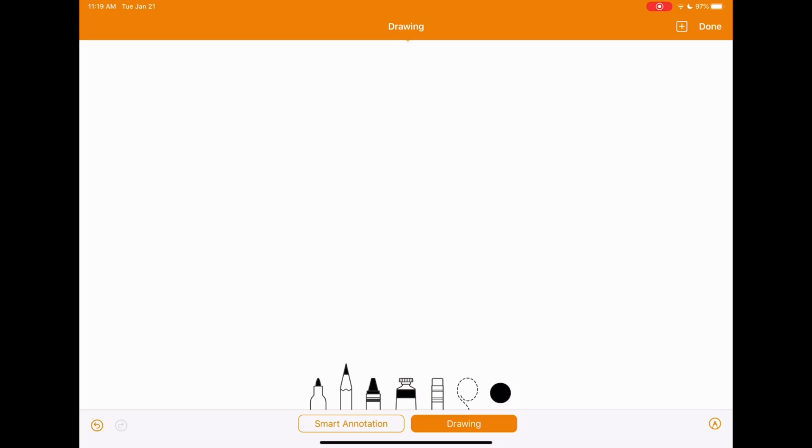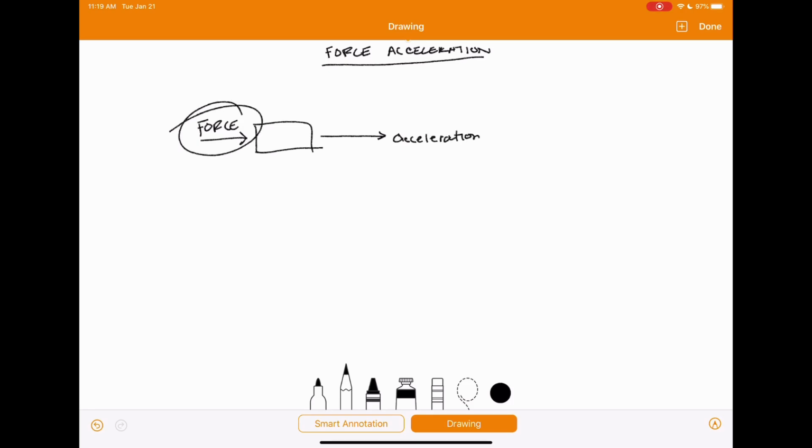All right, in this video, we're going to be going over force acceleration. All right, and pretty much all that means is that if you have some sort of object and you apply some sort of force to it, there's going to be a resulting acceleration associated with that force.